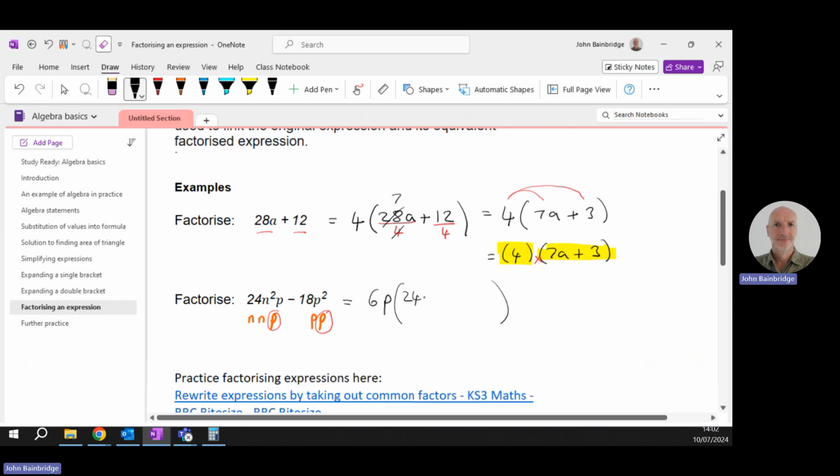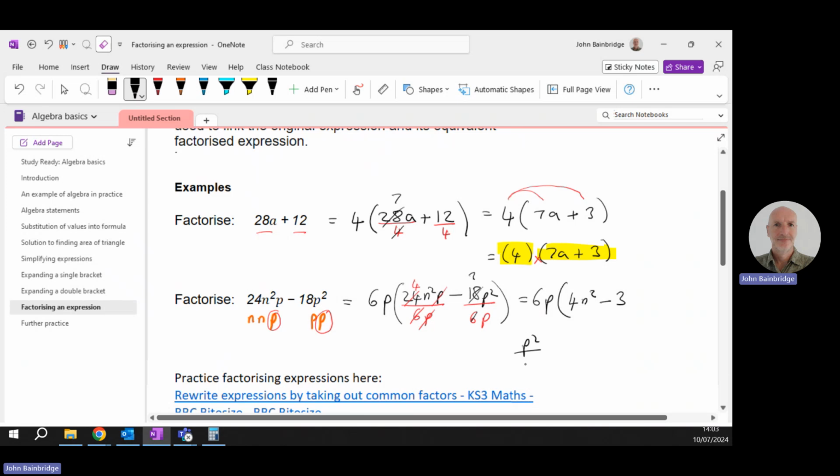And then we write down what we had before in the brackets, 24n squared p minus 18p squared. Divide both sides by the thing that we took out, which is 6p. And then do any cancelling that we can. So we can cancel that p with that p. 6 into 24 goes 4. So we're left with 4n squared. And then 6 into 18 goes 3. So we've got 3 minus 3p squared over p.